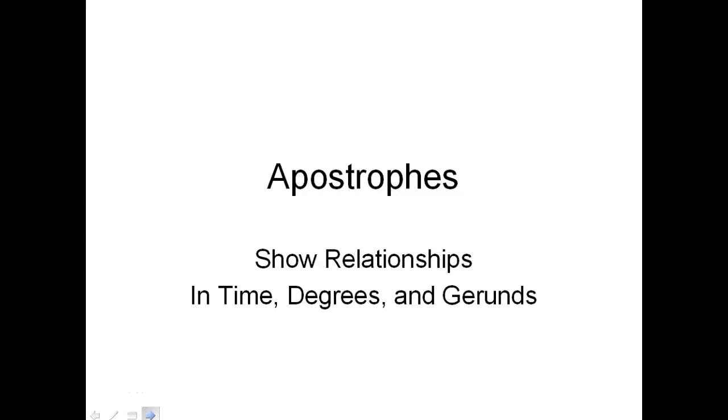Welcome. We're going to take a look at a rule for apostrophes. This is how apostrophes can be used to show relationships. This is in 3 different places. It can show relationships in time, in degrees, and in gerunds. So let's take a look at this rule here.